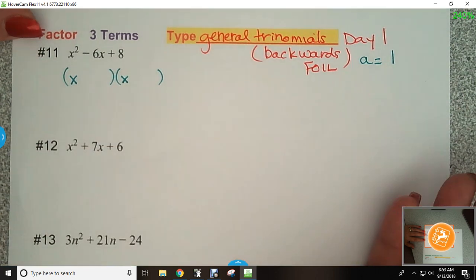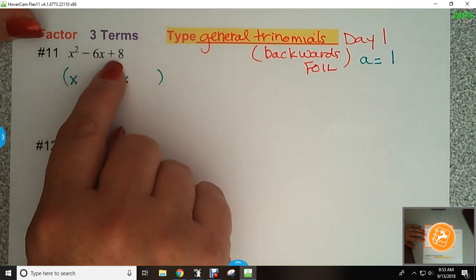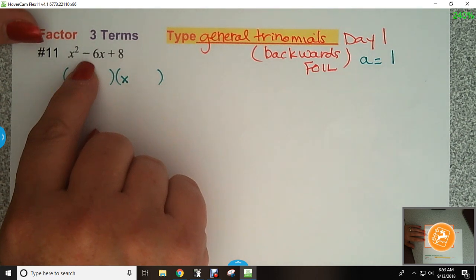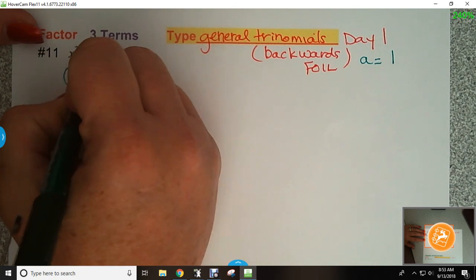How do I know which one I need? Okay, so this plus here tells me I'm going to have the same sign in both parentheses. This one tells me which sign goes in both parentheses. So both of these are going to be subtract.